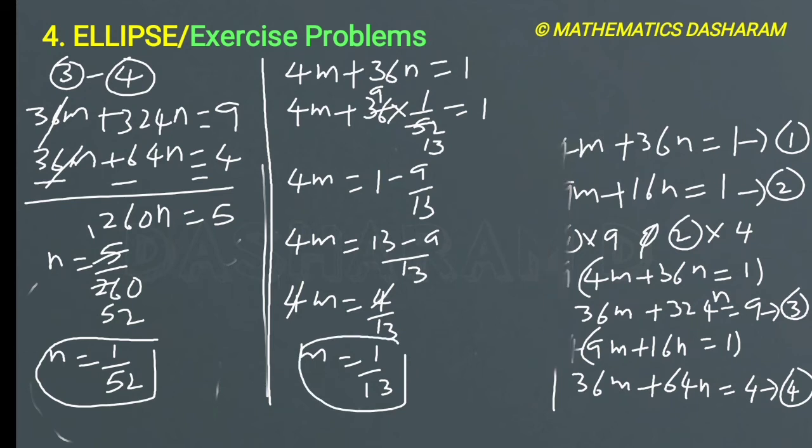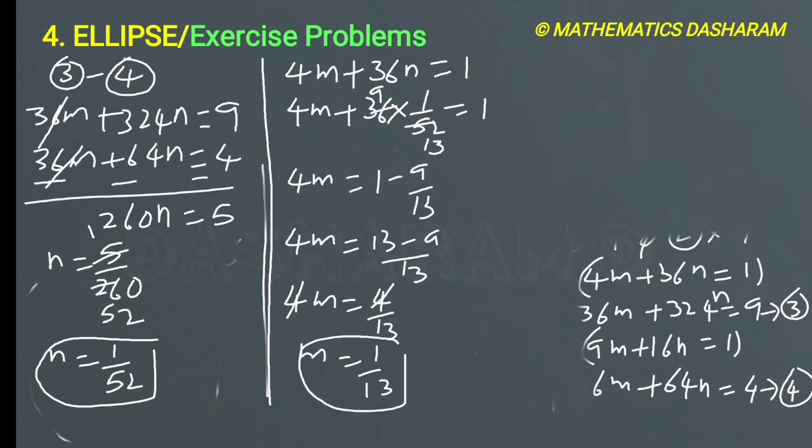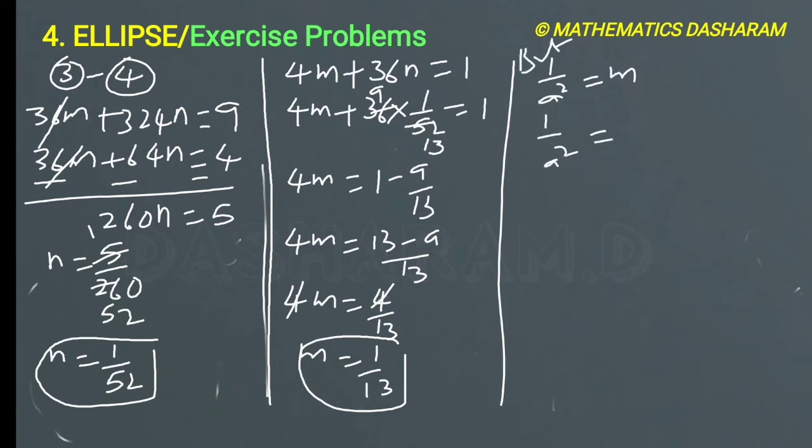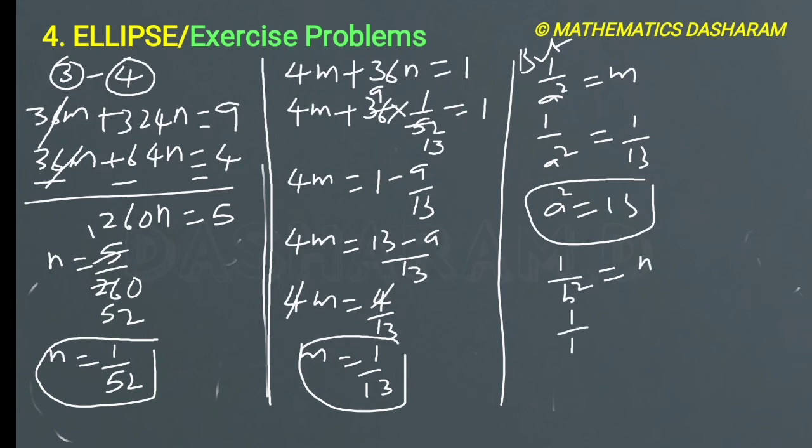But at the beginning we assumed that 1 by a square equals m. Here 1 by a square equals m value 1 by 13. Then a square equals 13. Similarly, 1 by b square was assumed as n. So 1 by b square equals n value 1 by 52. Then b square equals 52.